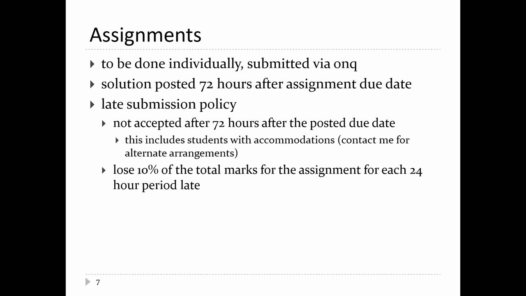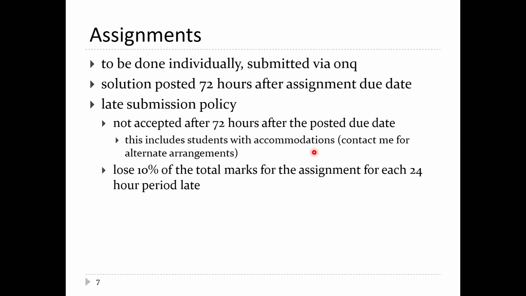You get fully worked solutions for the midterm. You'll probably get them for the exam. It's fine. Now, because I'm giving you the fully worked solutions, I can't accept work after 72 hours, because you could just look at the solutions and copy them and away you go. So there is a late submission policy.